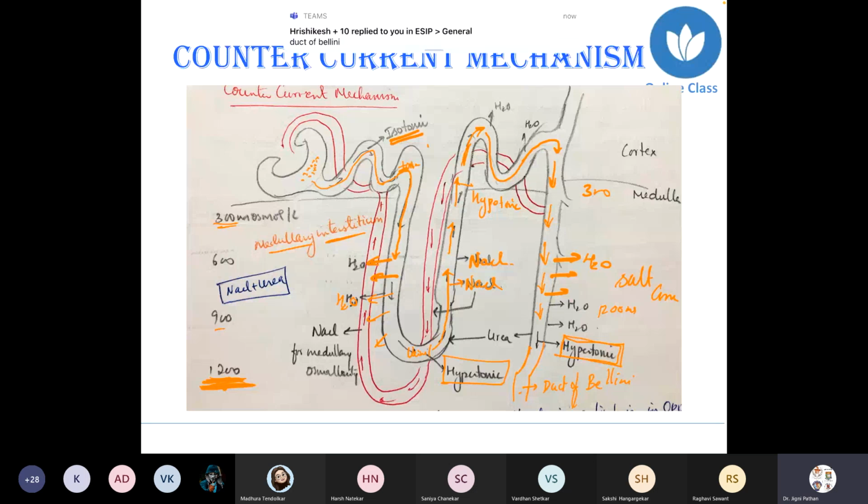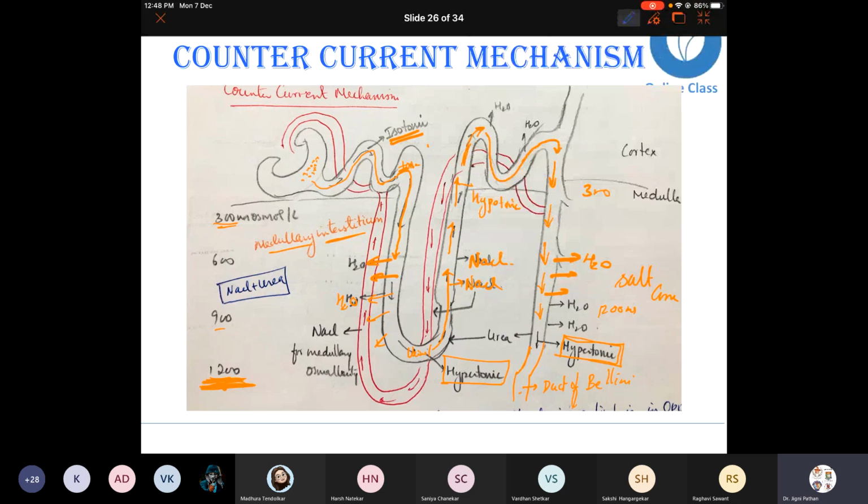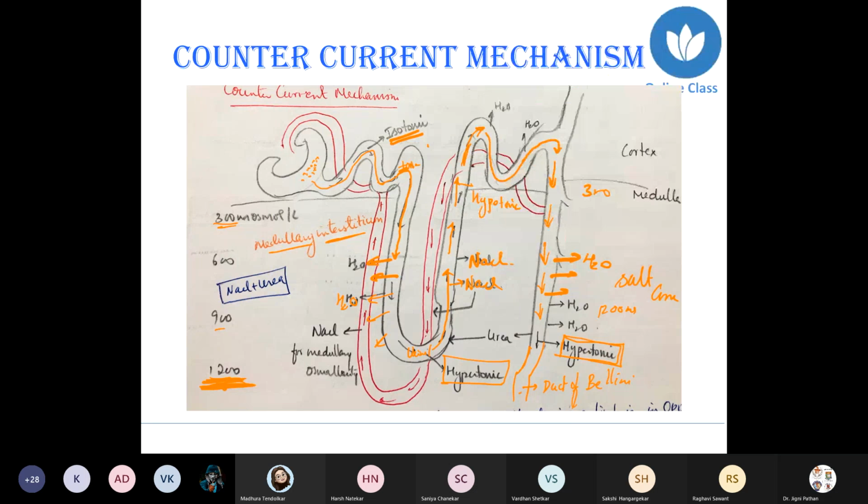Now, what is the role of Vasa recta here? I'm using a different color. The role of Vasa recta is, from the collecting duct, some urea is also getting absorbed. This urea is taken by the Vasa recta, and then it moves in the opposite direction and gives it to the outside to maintain the medullary interstitium.